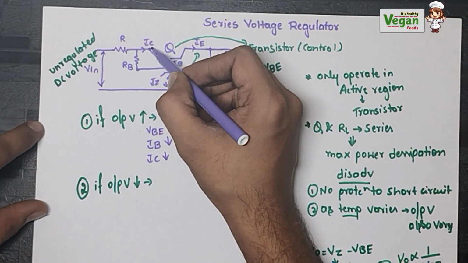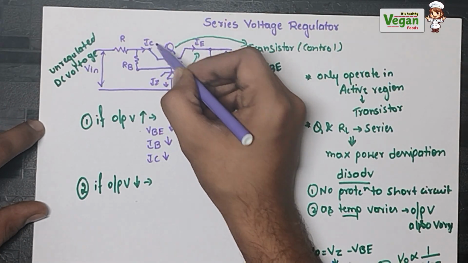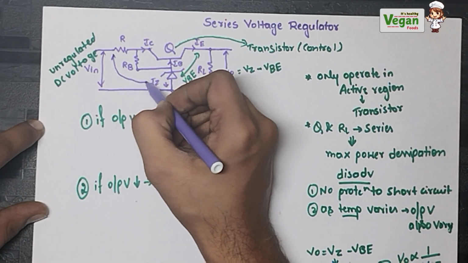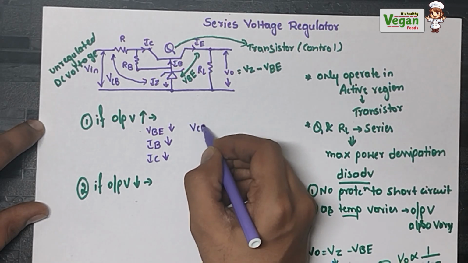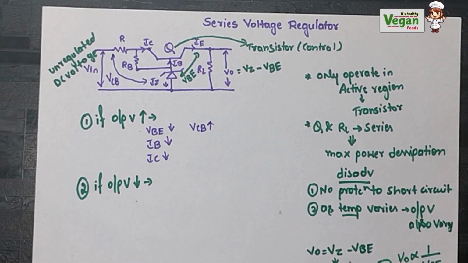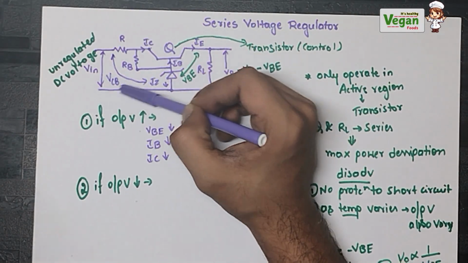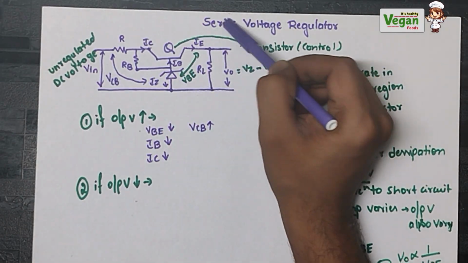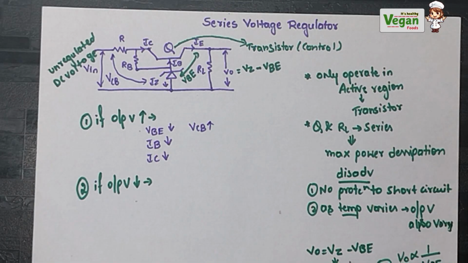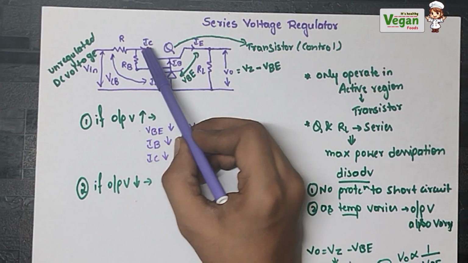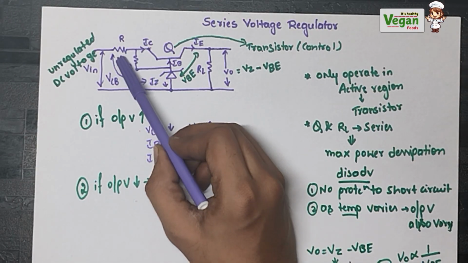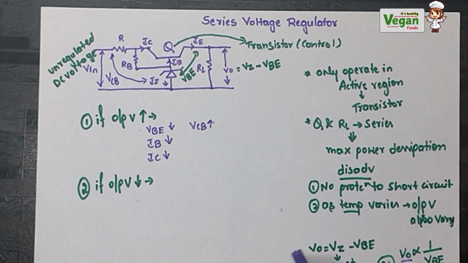As the IC value decreases, the voltage across the collector and base terminals, called VCB or VBC, will increase. As the current IC decreases, the voltage VCB will increase. This is the input part and this is the output part, because we are giving the input voltage right here and the output voltage is here.